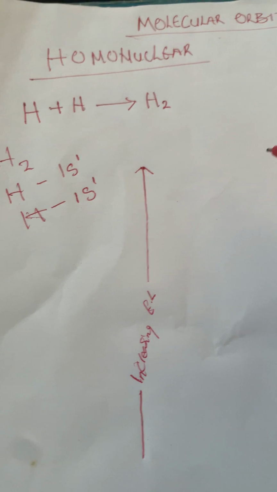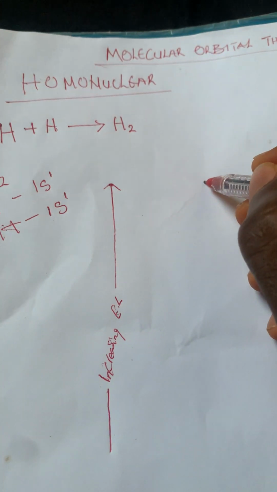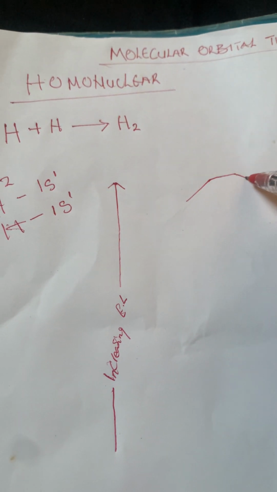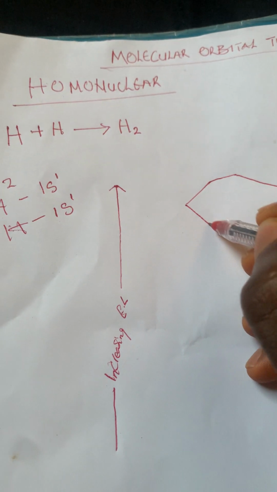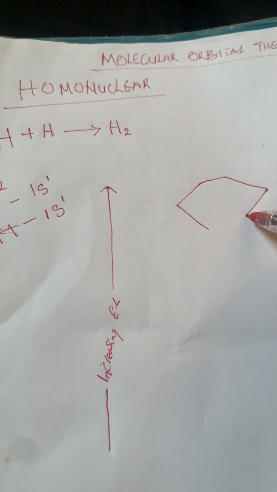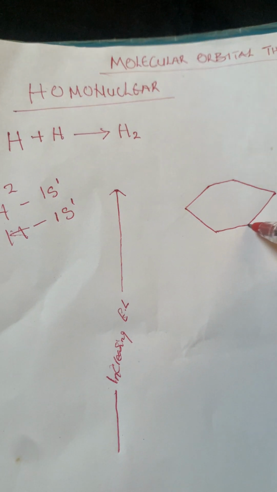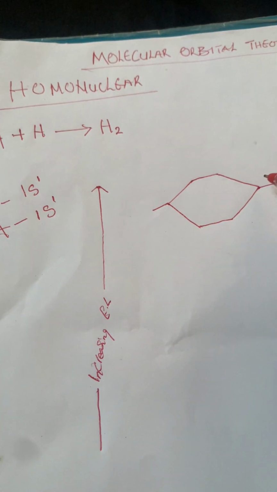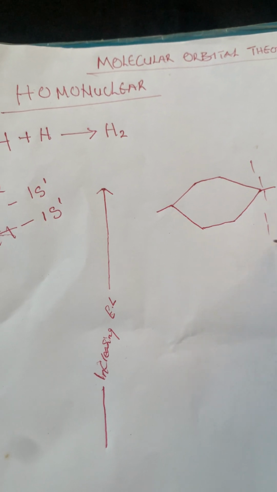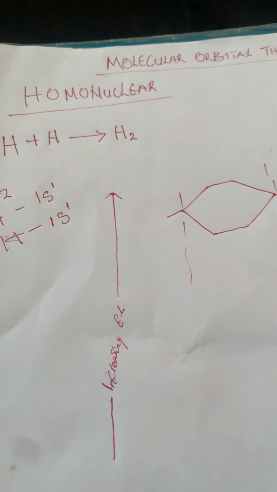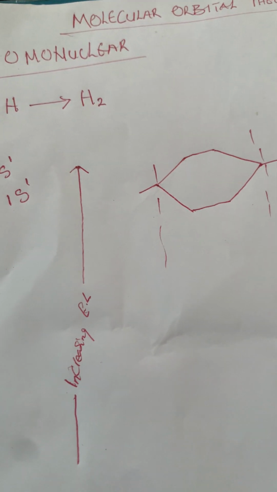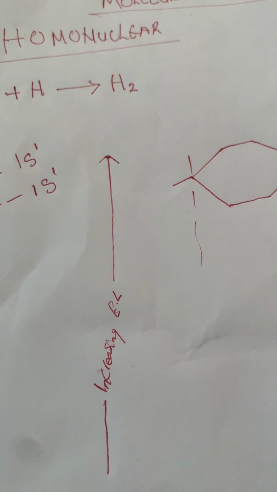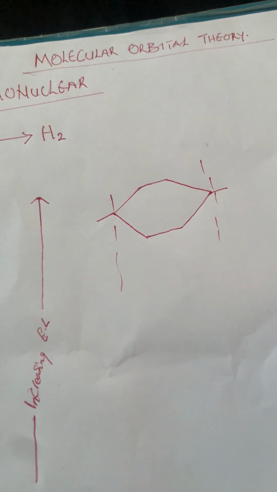Then you start to draw the diagram like this. It's very simple. Just make the diagram out. Then you join it here. Just make a dotted line here. Now, in this diagram, there are two things involved here. We have bonding orbital and anti-bonding orbital.